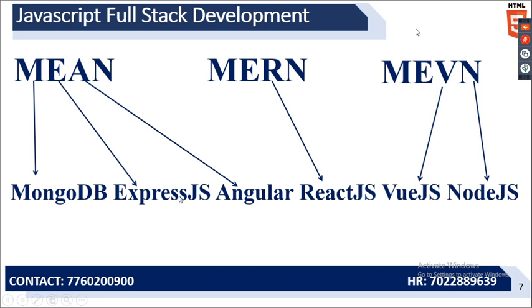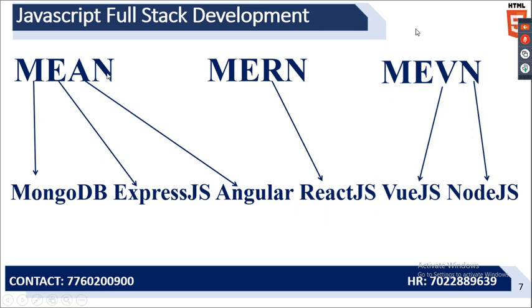That means everywhere JavaScript: front end JavaScript, back end JavaScript, middleware JavaScript, as well as the frameworks of front end also JavaScript. So if you develop an application like this, it will be very fast. So I will show you a small example. These three, Angular, React, Vue, are used for the same purpose.